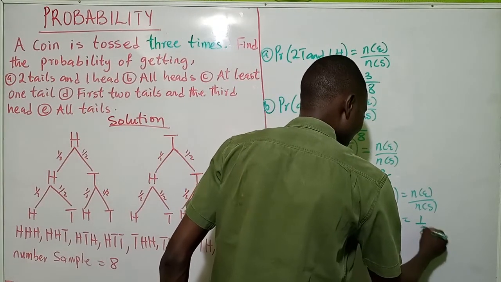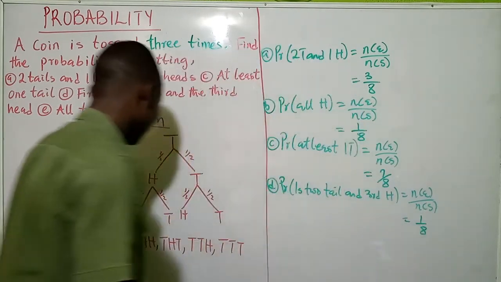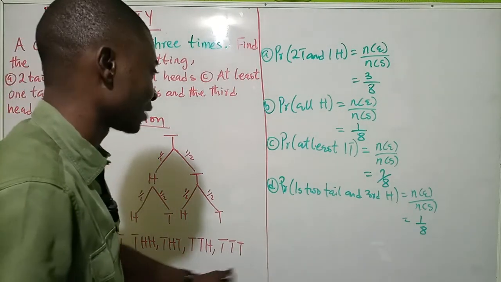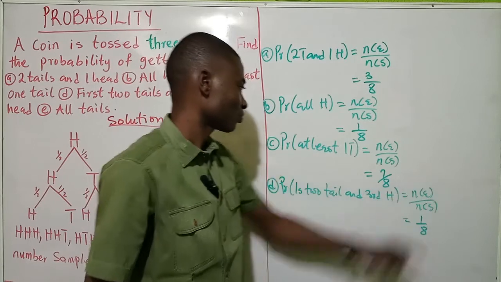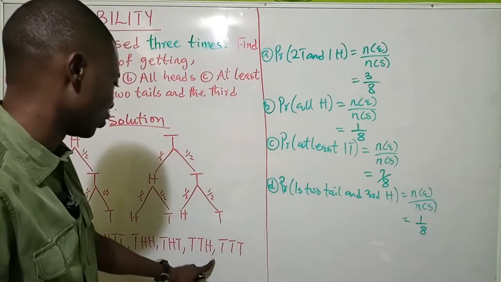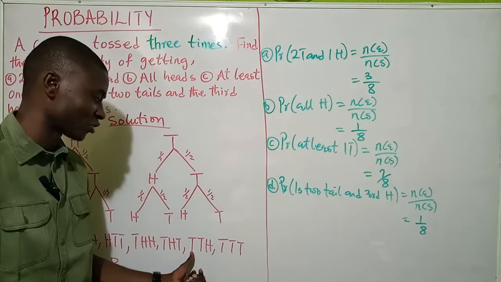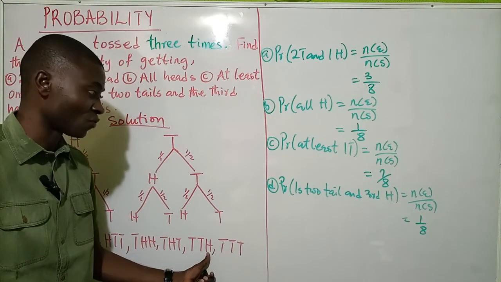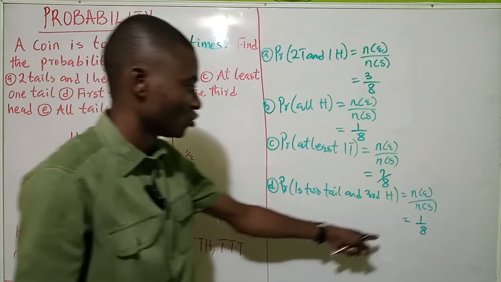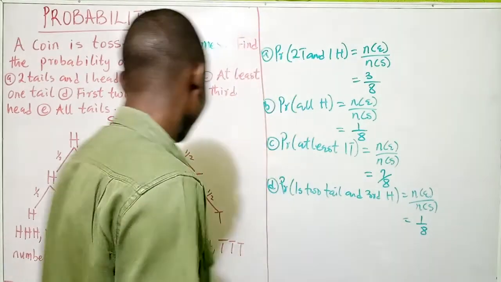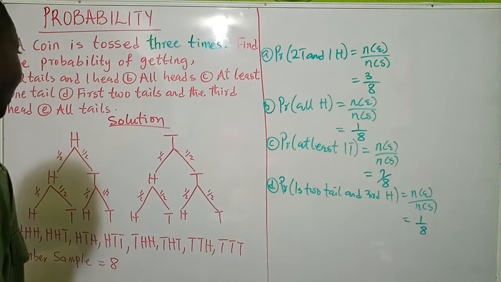So the answer is 1 over 8. The number of sample space, that is the total outcome, is still 8. The number of expected outcome is just 1. Again, how do you get 1 over 8? Remember, this is 1 over 2 times 1 over 2 times 1 over 2. When you multiply that, you still arrive at this. You can actually check them out on your own. They are not difficult. It's actually very, very simple.